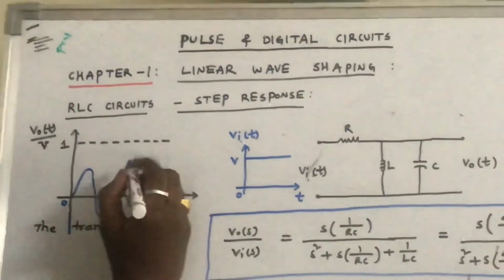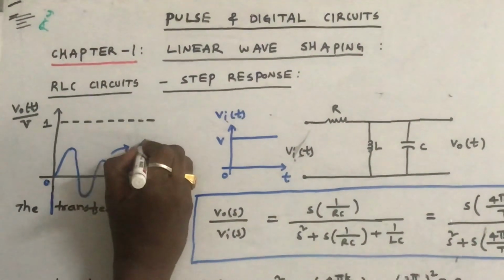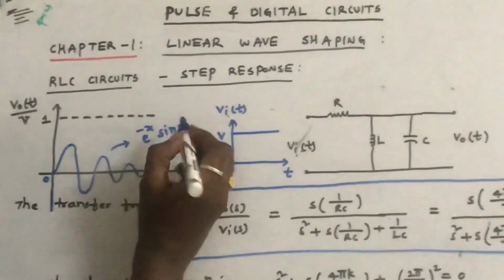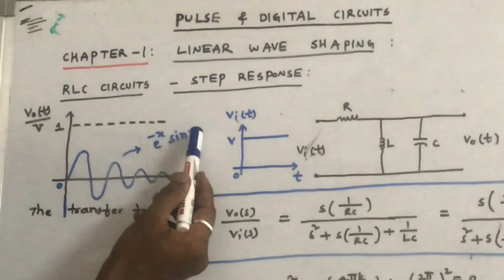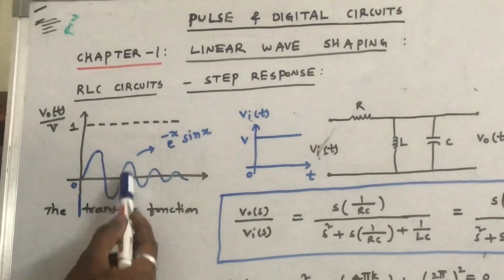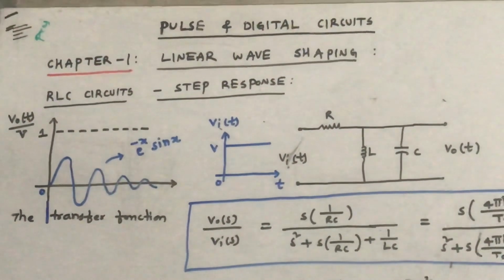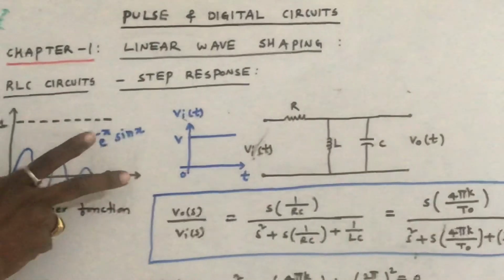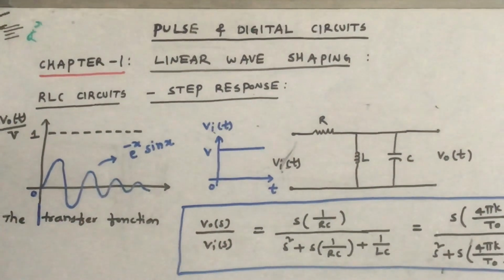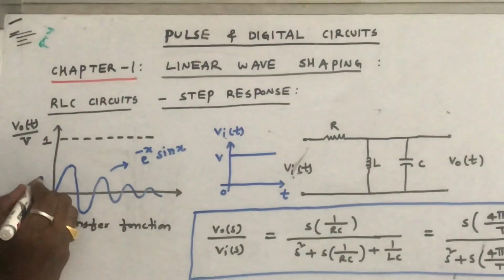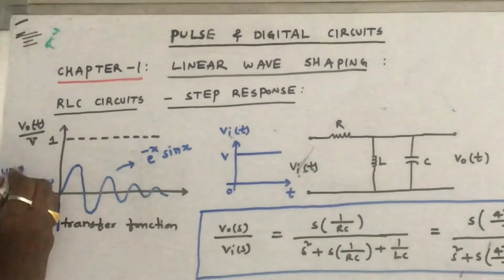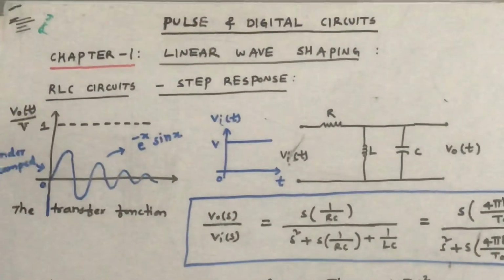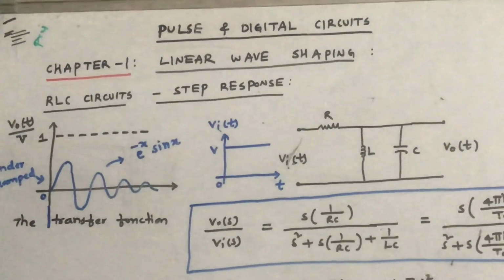Why is this graph coming? This graph is coming because the output equation is in the format of e power minus x into sin x. That means the sine wave is decreasing exponentially. That is why the nature of response will be like this in this case. So we have to draw this for the step input to this circuit. This is the nature of response. So this is the output response for which case? For the underdamped case. So this is all you have to write in the examination about this circuit. Thank you.